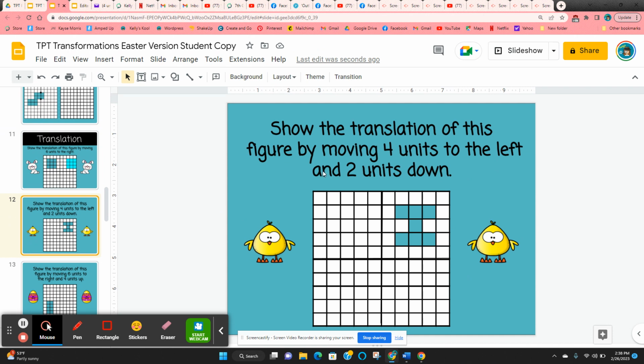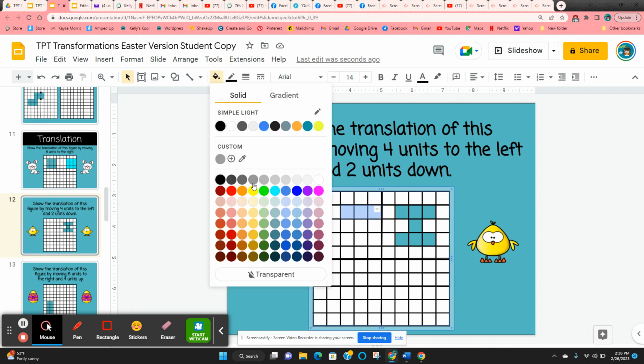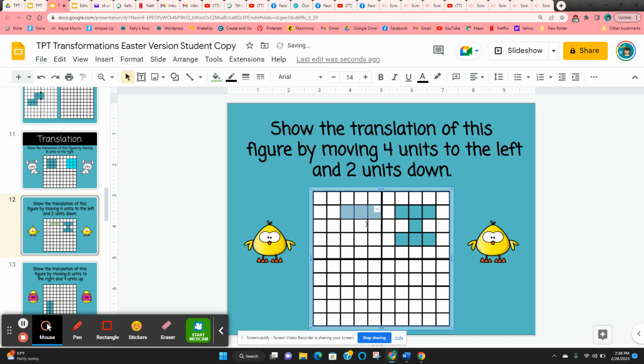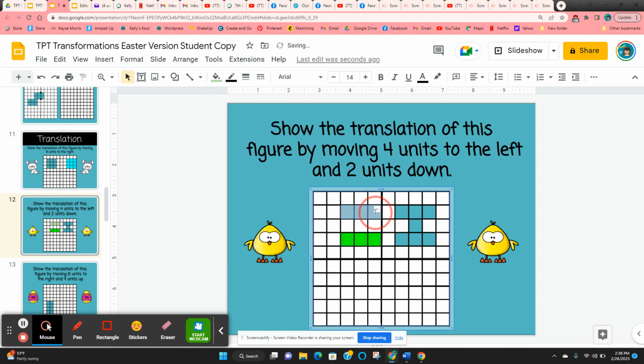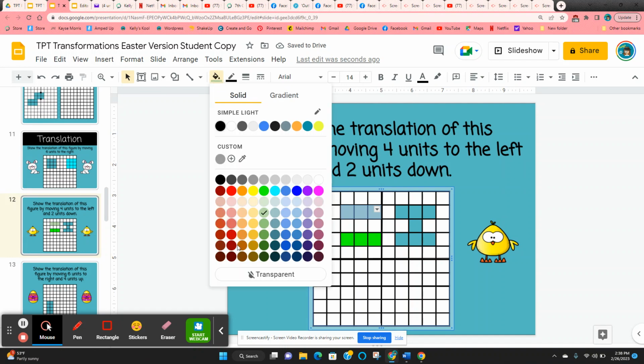Next one, they're going to show the translation by moving 4 units to the left and then 2 units down. So 1, 2, 3, 4. And then 2 units down. So they're going to go down 1, 2. So they're actually going to be highlighting this. This one will change back to transparent.